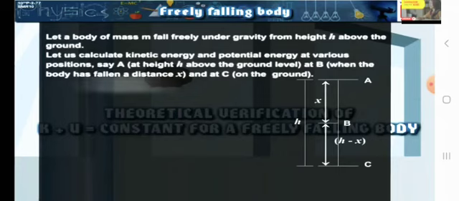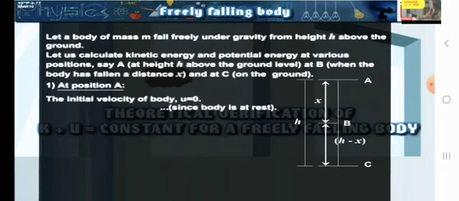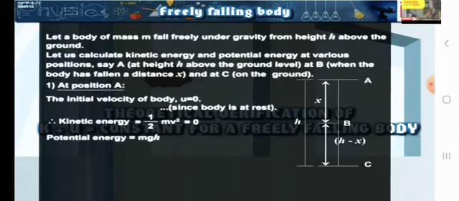Figure 1. At position A, the initial velocity of the body, u, is equal to 0 since the body is at rest. Therefore, kinetic energy is equal to half mv square, which is equal to 0. Potential energy is equal to mgh. Therefore, total energy is equal to 0 plus mgh, which equals mgh.